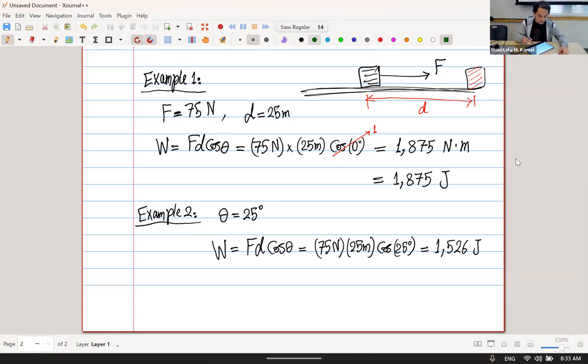As you can see from these two examples, the work done when there is no angle is bigger than the work done when there is an angle, okay? Because if you're pulling the box horizontally, all the work you do goes into moving it horizontally. But if you're pulling it at a different angle, only a component of your force goes into pulling the box horizontally. So this is a general rule that the maximum work done is when the force is in the same direction as the displacement.